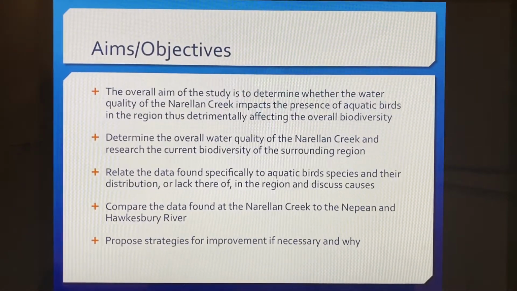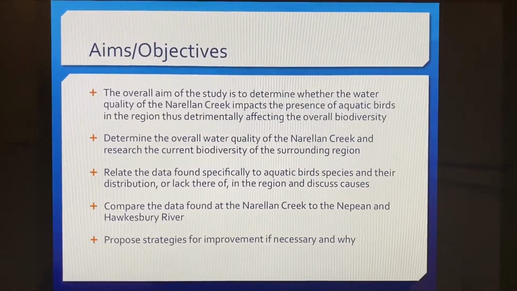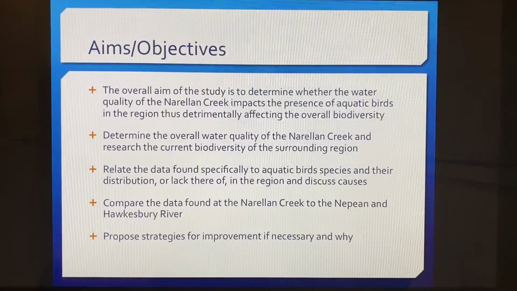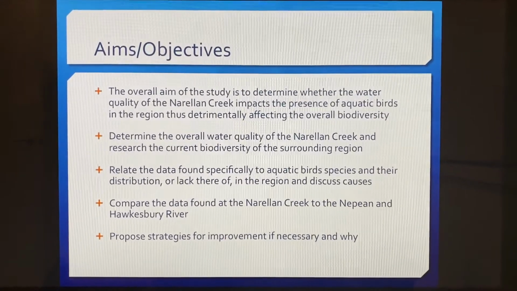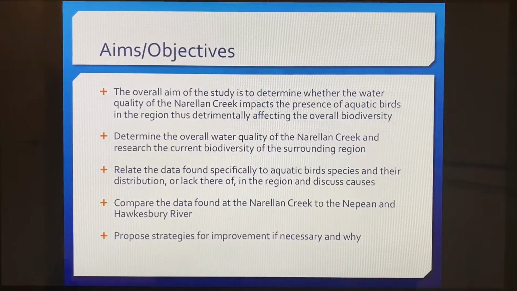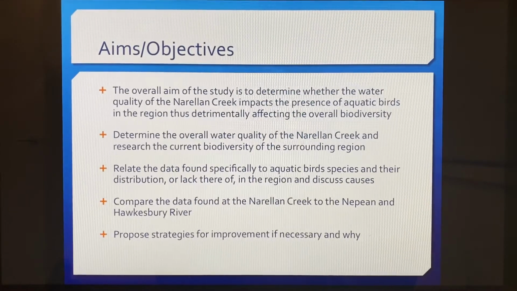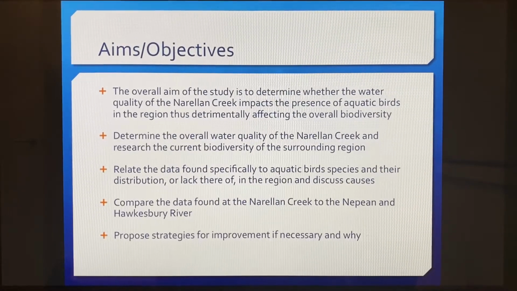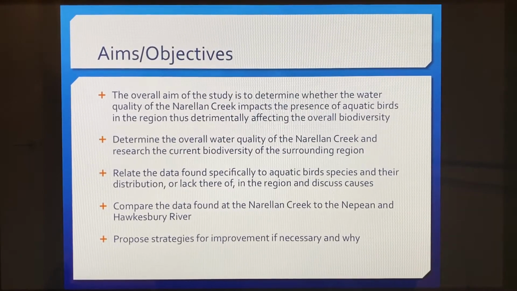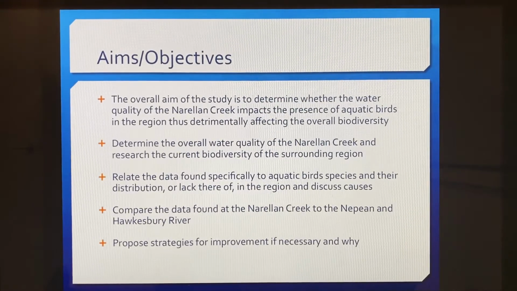The aim of this study is to determine whether the water quality of the Narellan Creek impacts the presence of aquatic birds in the region, thus detrimentally affecting the overall biodiversity. The objectives of the project include determining the water quality of the Narellan Creek and then relating this to the bird species observed in the physical observations. These results will then be compared to those of the Hawkesbury Nepean River from other studies in order to draw conclusions. Strategies will also be proposed if necessary in order to preserve and enhance the biodiversity of the region.